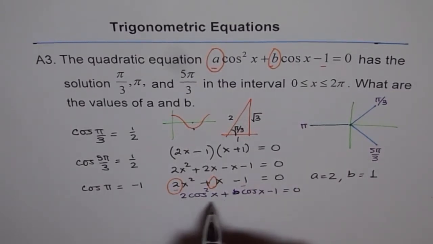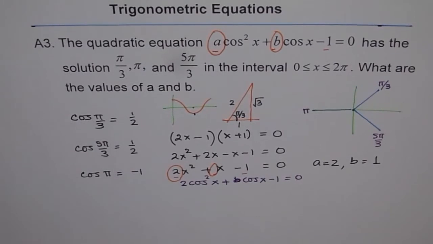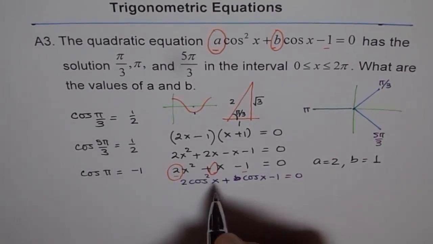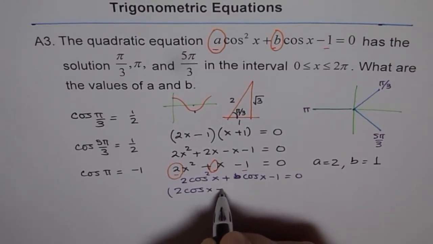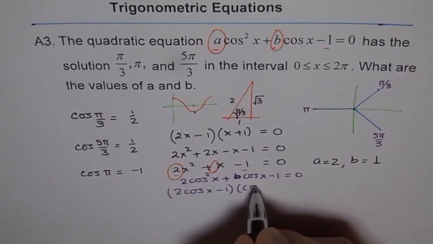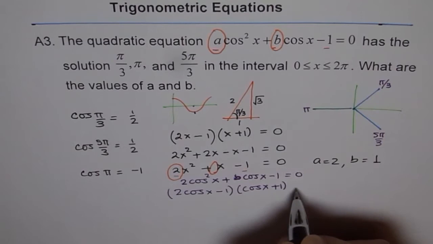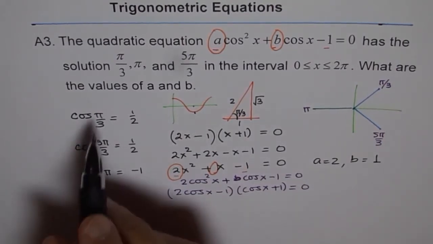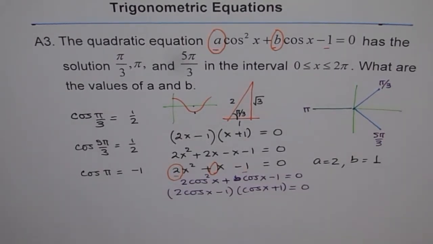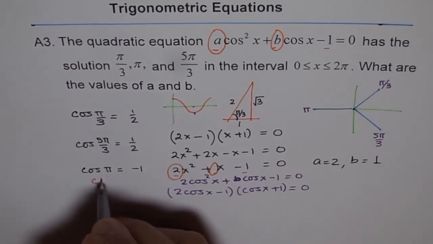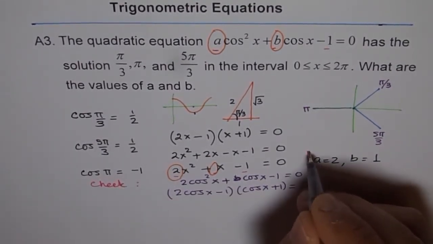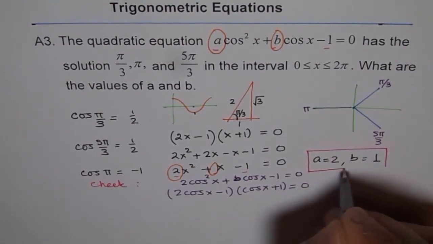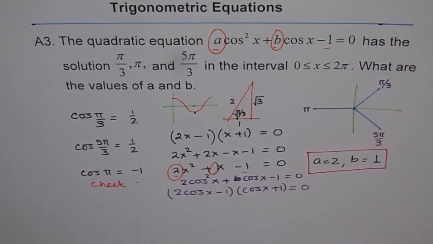And this could be factored. Let me push this a bit in front, and I can factor this as 2 cos x minus 1 times cos x plus 1 equals 0, and that will give us the result. I'm just trying to check the answer. But the true solution is this: a equals 2 and b equals 1.